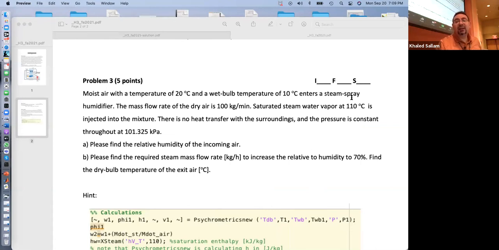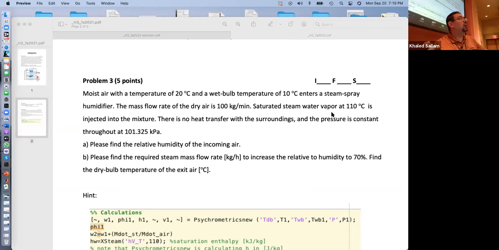And then enter a steam spray humidifier. He's throwing steam on it. Mass flow rate of the dry air, 100 kilograms per minute. That's m dot air. Saturated water vapor at 110 degrees. Saturated water vapor. That's hf or hg? hf or hg? Saturated water vapor. G, yes, G, because it's gas, not hf. On the TS diagram, f is the saturated liquid, g is saturated vapor.